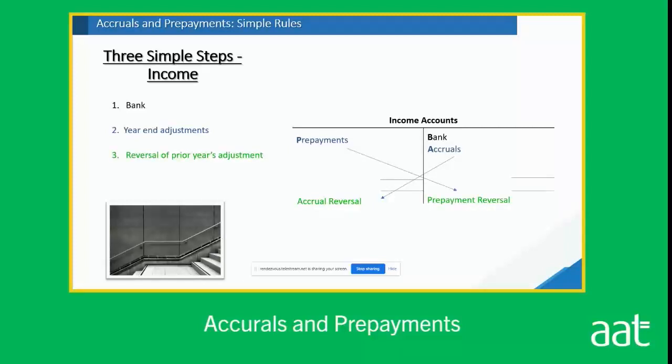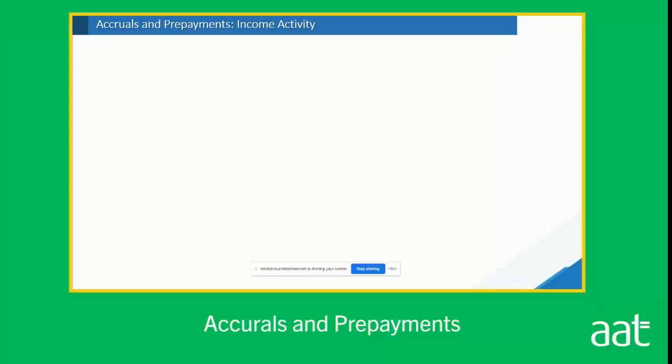So the same 3 steps. The bank is straightforward. The year-end adjustment will come with practice, and the reversal is just the opposite of step 2. It's just the opposite side of the ledger account. So let's take a moment and try and pull all that information together and look at one final question.